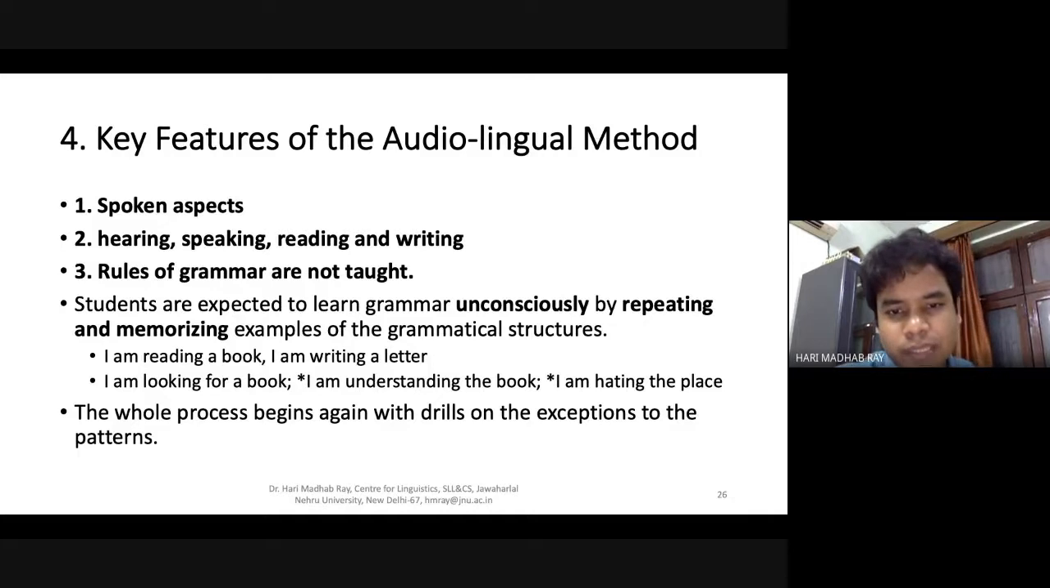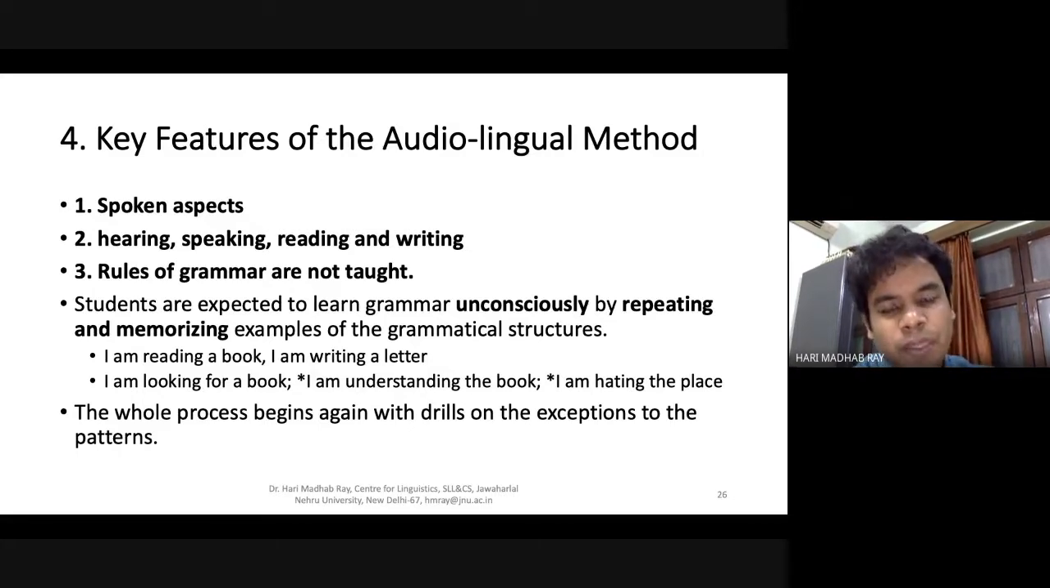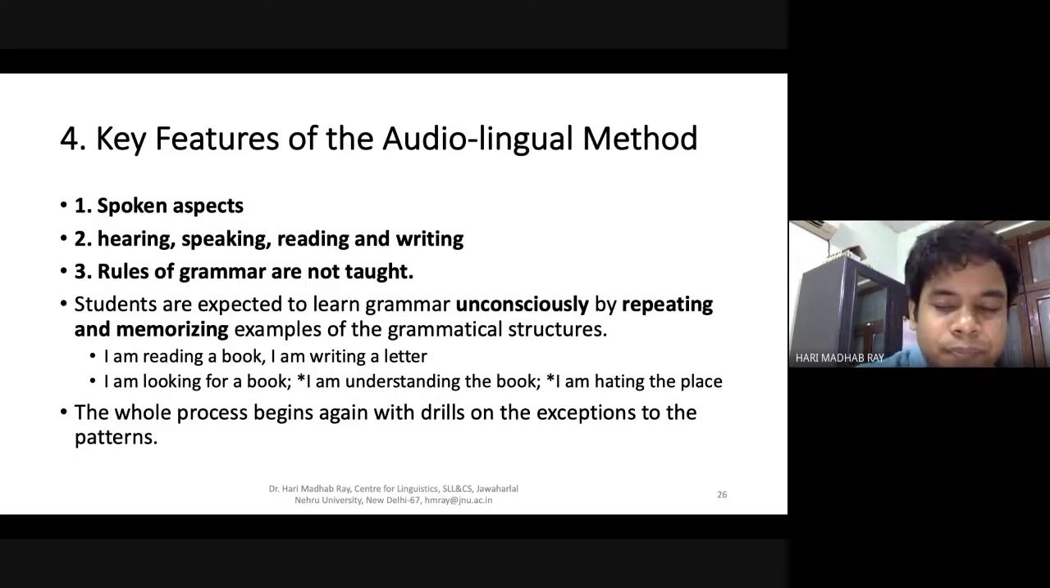So the whole process, talking about rules of grammar, begins again with drills, and if there are exceptions to the patterns, the teacher will tell you that these are the exceptions to those patterns. If you remember, there are some regular verbs, there are some irregular verbs, regular patterns are there, irregular patterns are there. So maybe the teacher will give you some drills related to the regular ones and some drills related to the exceptions, the irregular ones.